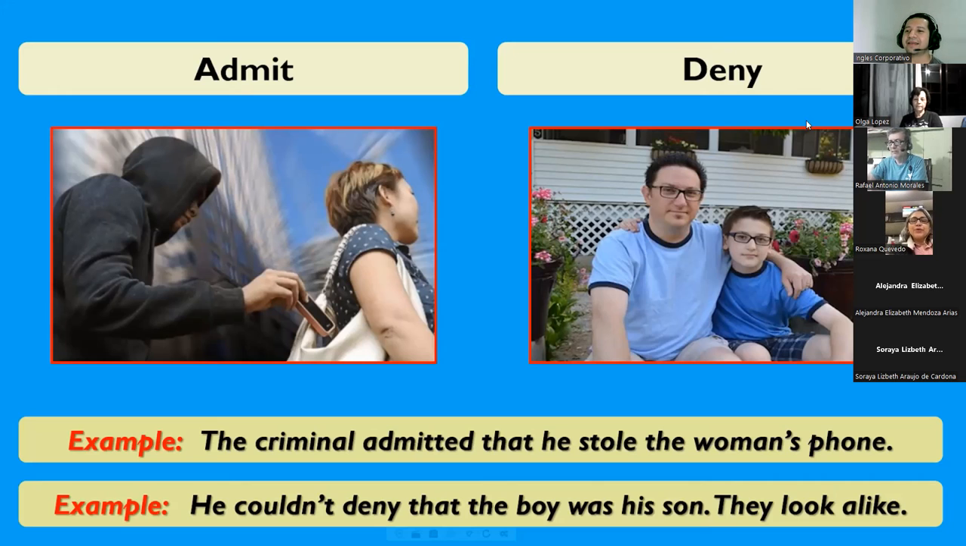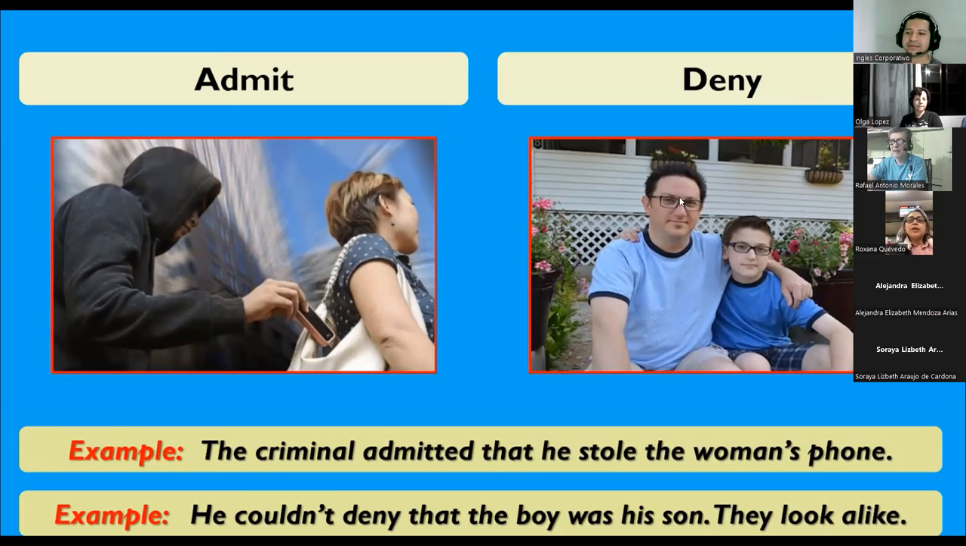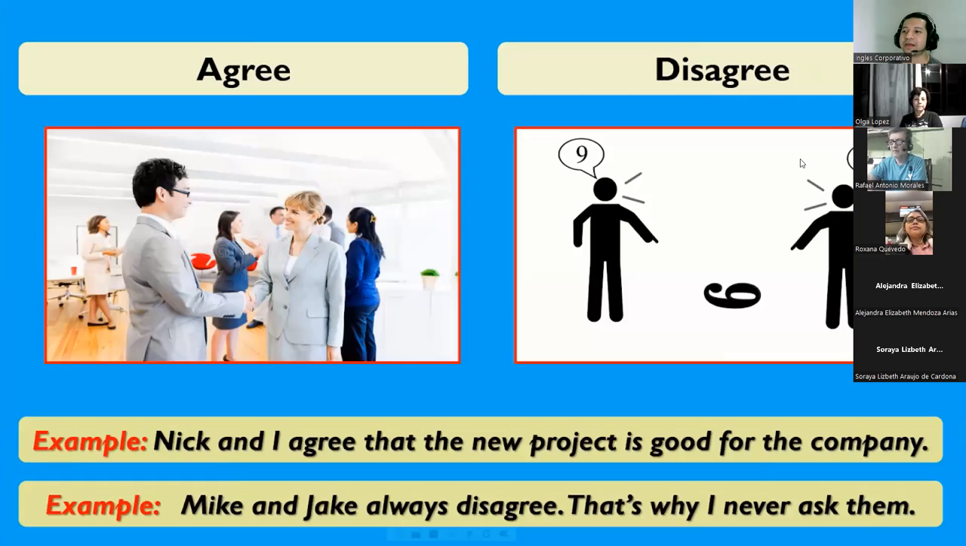Okay. Thank you. Now we have another one. Let's see. Sorry. Agree and disagree, right? Agree and disagree. Can you read the sentences, Olga, please? Yes. Nick and I agree that the new project is good for the company. Mike and Jake always disagree. That's why I never ask them.